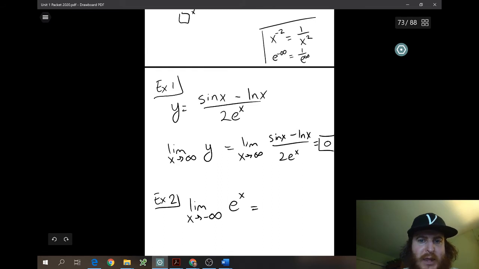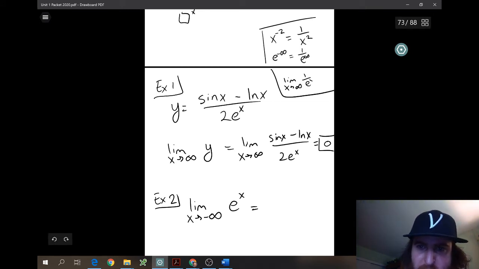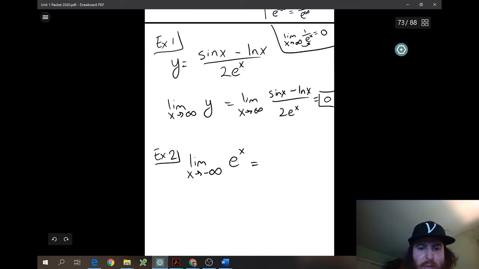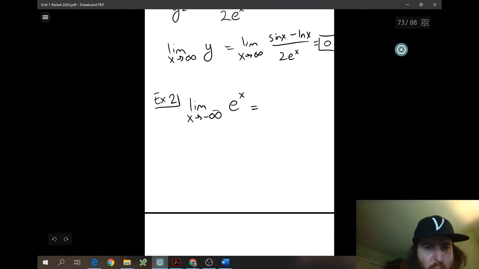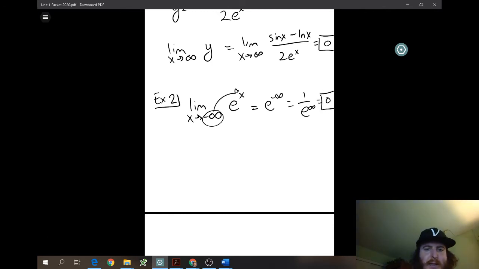With limits, what that means is the limit as x approaches infinity of 1 over e to the x goes to 0 because the bottom is bigger. So when we plug in negative infinity, we get e to the negative infinity, which becomes 1 over e to the infinity, which becomes 0. So we want to be extra careful any time we have negative exponents.